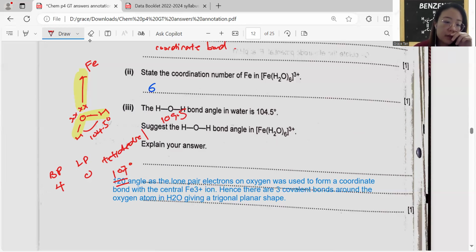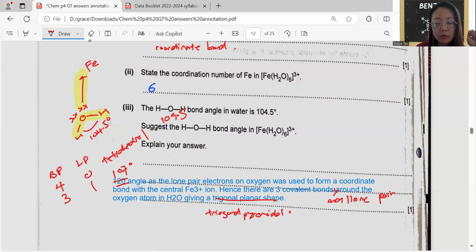Now you have 3 bond pairs, because 2 are with the hydrogen and 1 is the coordinate bond to the ion, and you still have 1 more lone pair. Then this is trigonal pyramidal, 107, like your ammonia case. So I changed my answer: 107, as the lone pair of electrons on oxygen was used to form a coordinate bond with the central Fe3+ ion. Hence, there are 3 covalent bonds and 1 lone pair around the oxygen atom, giving a trigonal pyramidal shape.